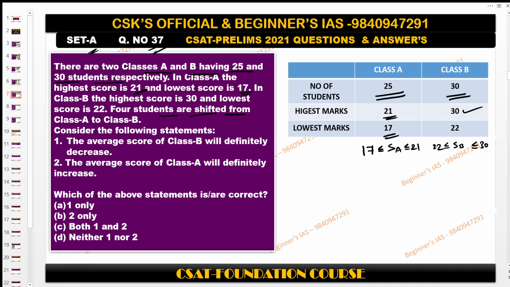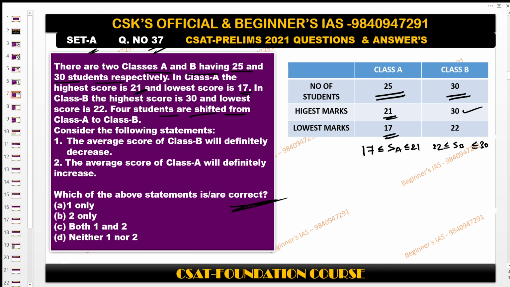4 students are shifted from class A to B. Statement 1: the average score of class B will definitely decrease. Listen carefully. Statement 2: the average score of class A will definitely increase. So this is the question. Now you need to find out the correct statement. Please remember that also.